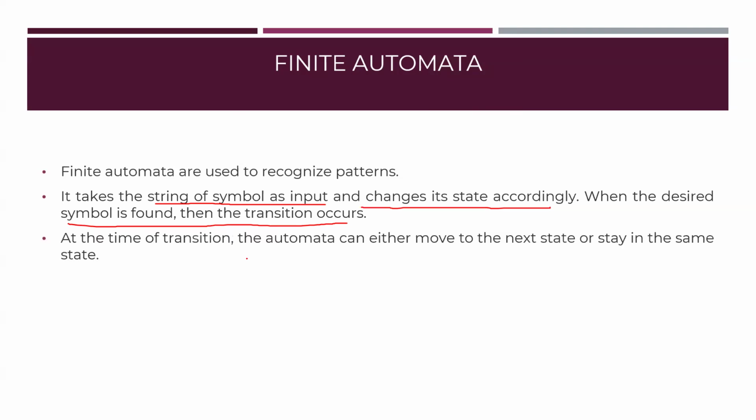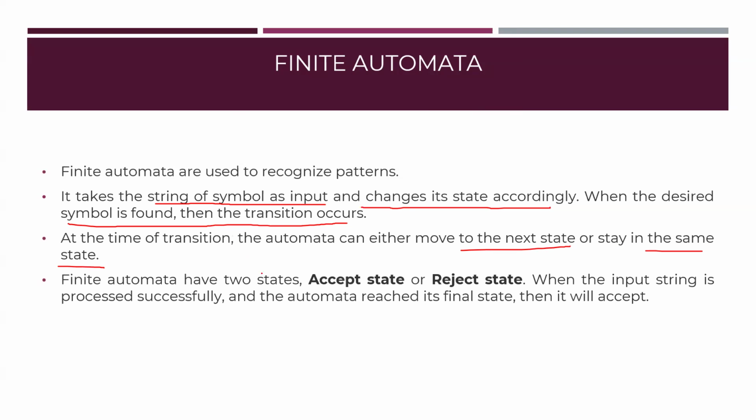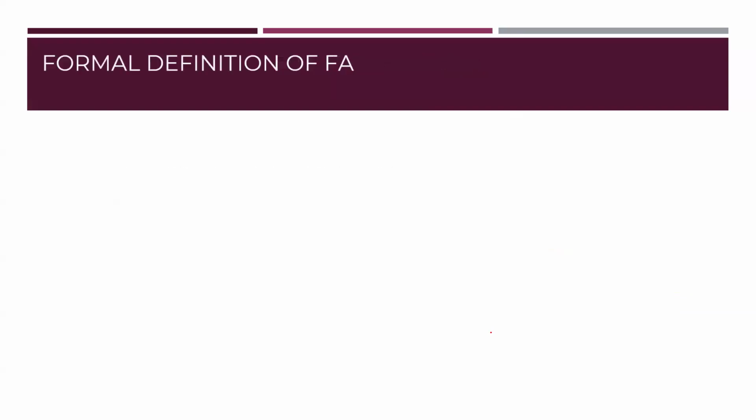And when it is transiting from one state to another, the automata will either move to the next state or it may stay in the same state. That depends upon the input that is being applied to the particular state. And finite automata will have two kinds of states, one called the accept state and the other the reject state. When you're able to process your input string successfully, we say that the automata has reached its final state, which means it has been accepted. Right? So this is what is meant by a finite automata.